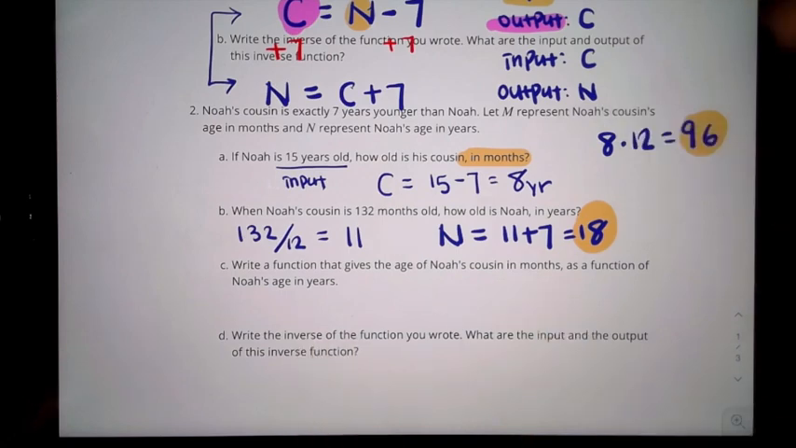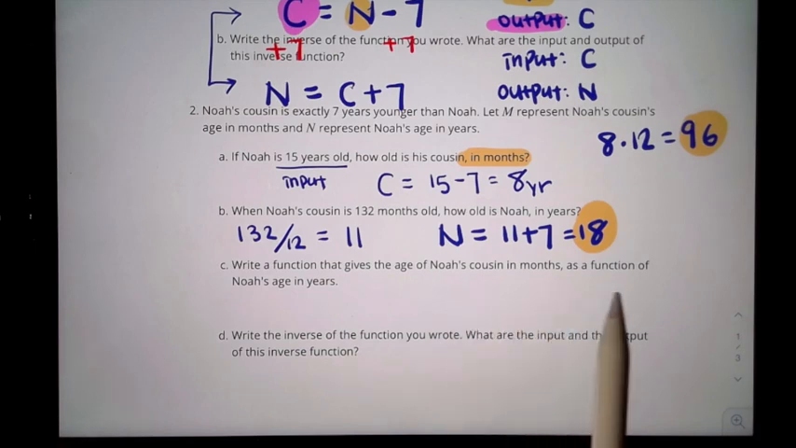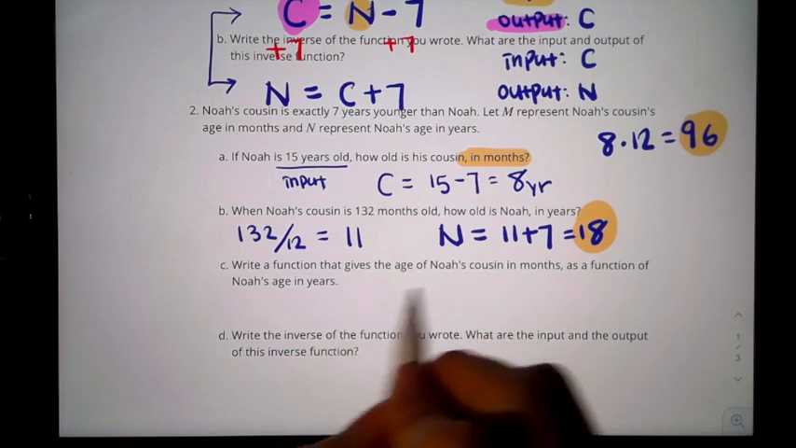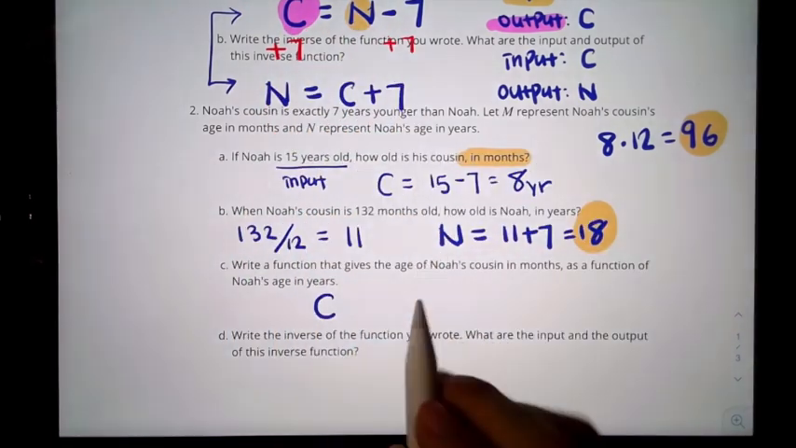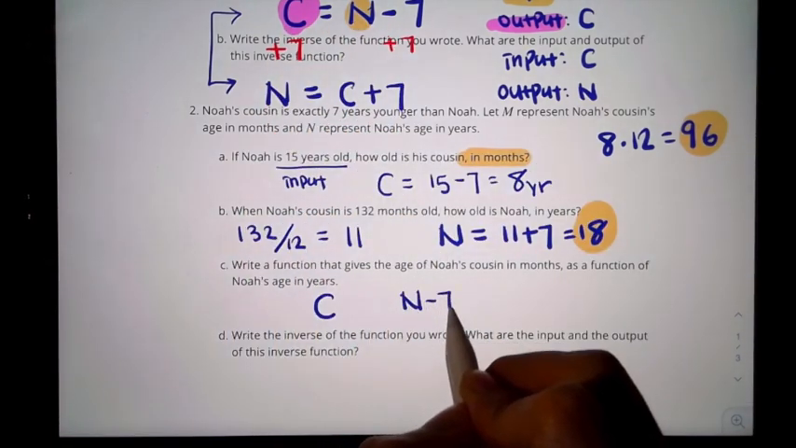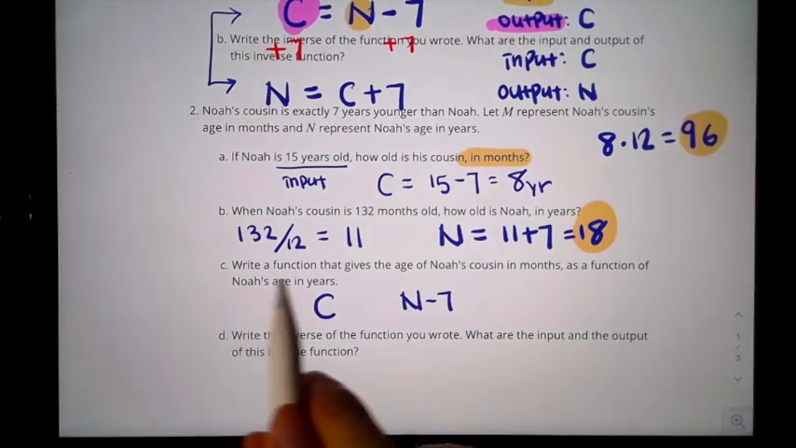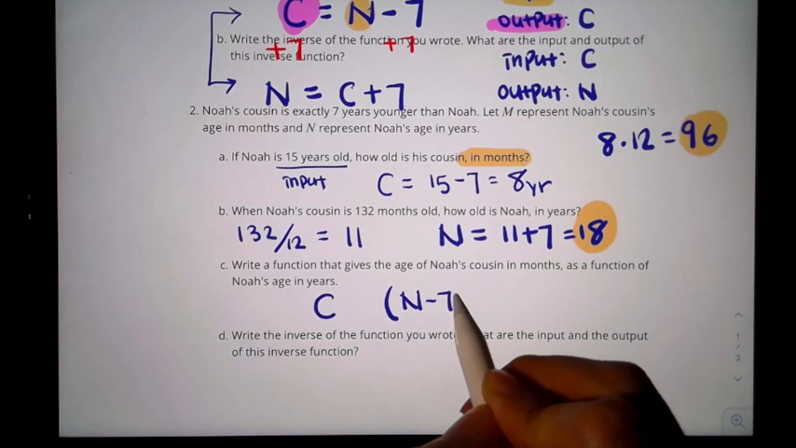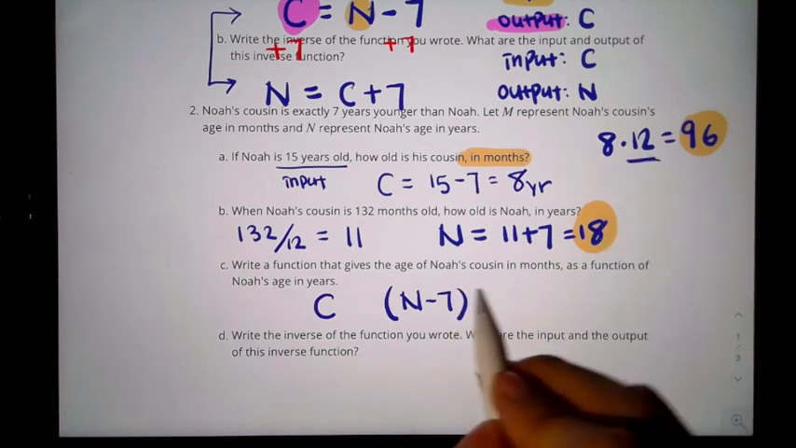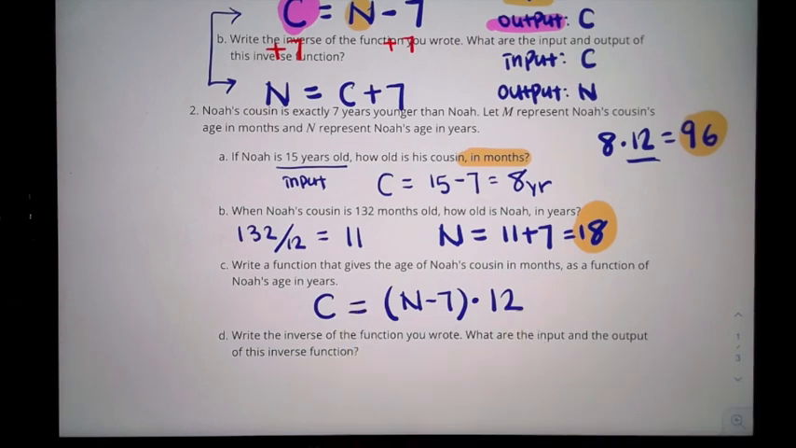And write a function that gives the age of Noah's cousin in months as a function of Noah's age in years. Then you know what? The cousin's age was N minus 7, right? That was the cousin's age in years. But you want to get the cousin's age in months, right? So to get months old, we just multiply by 12. So you just times by 12 here. Then you get months old, right?